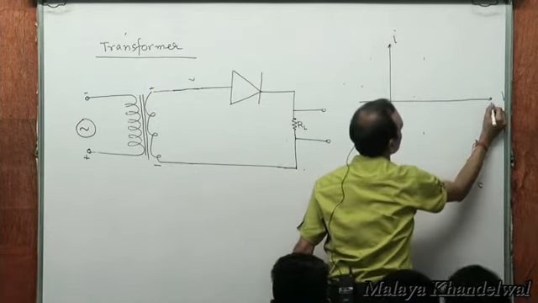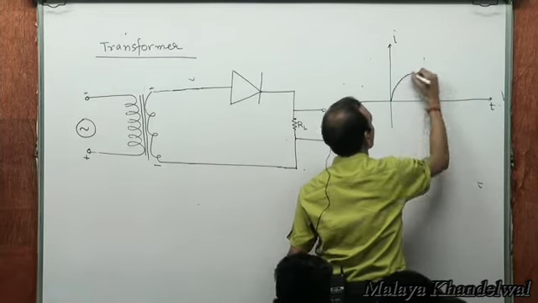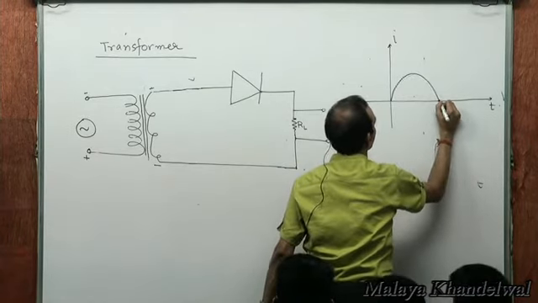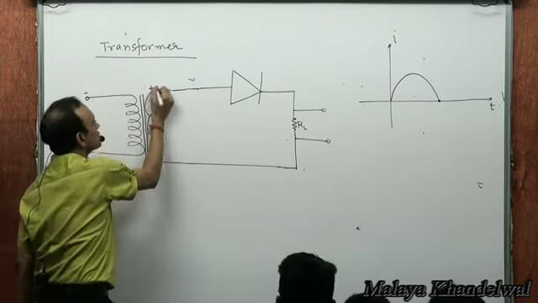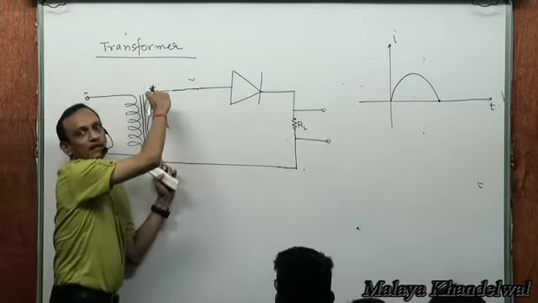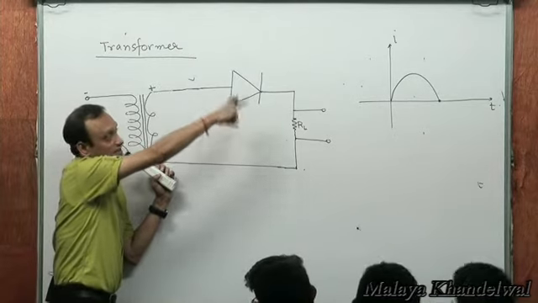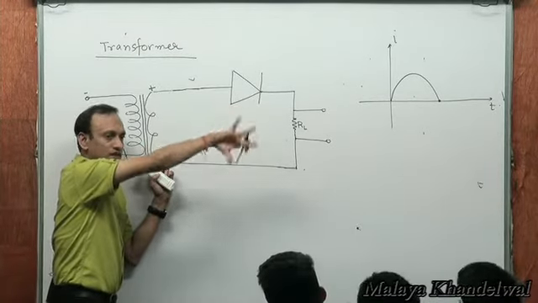So current versus time, like this in the first half of the cycle. First half of the cycle, this is plus, this is minus, which is the signal received here. That's a signal here in one half of the cycle.